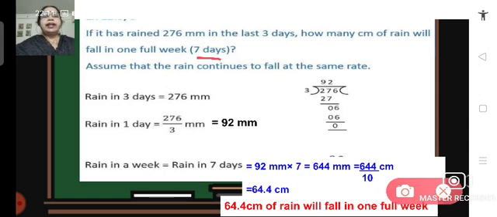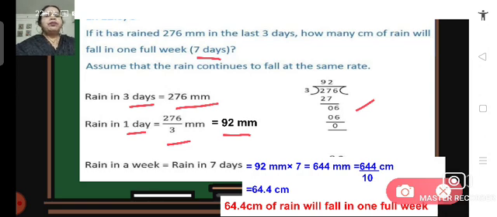So first we will find the rain in 1 day and then the rain in a week, and then we will convert it from millimeters to centimeters. The rain in 3 days is given as 276 millimeters. So the rain in 1 day will be 276 divided by 3, which becomes 92 millimeters. The division is shown here. 9 times 3 is 27. Then we take 6, and 3 twos are 6. So we get 92 millimeters of rain in 1 day.